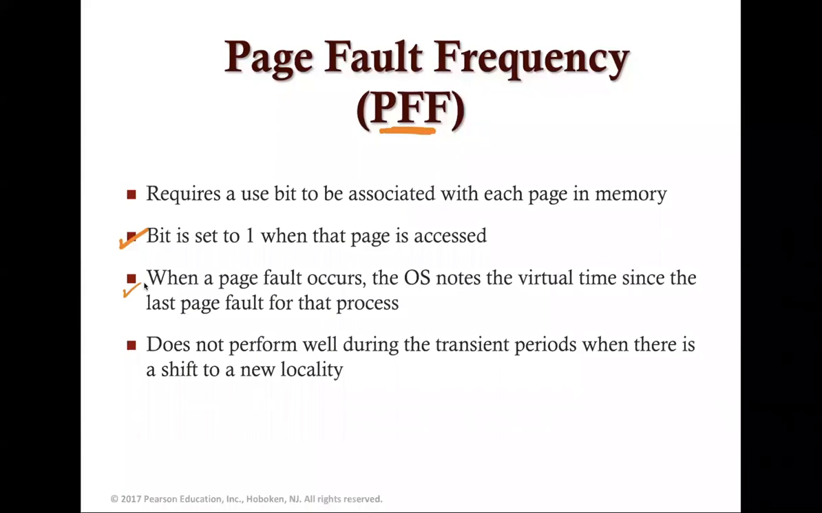This strategy can be refined by using two thresholds, not only one. The first one could be an upper bound threshold, and the second one could be a lower bound threshold. The upper bound threshold is used to trigger a growth in the resident set size, and the lower bound threshold is used to trigger a shrinking of the resident set size.